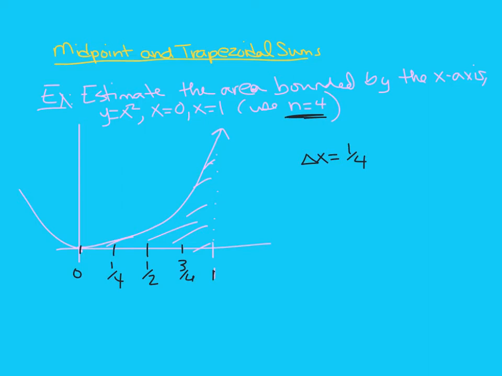So rather than doing our left hand or our right hand rectangles, we're going to be doing midpoint rectangles. That means that my first rectangle is going to have a height of f of 1/8. It's going to be the y value at x equals 1/8. So it's going to be like that. By the way, between 1/4 and 1/2, that's going to be 3/8. So my second rectangle has a height of 3/8.